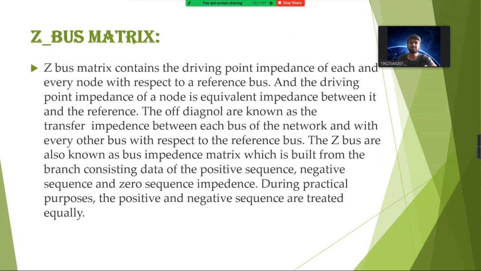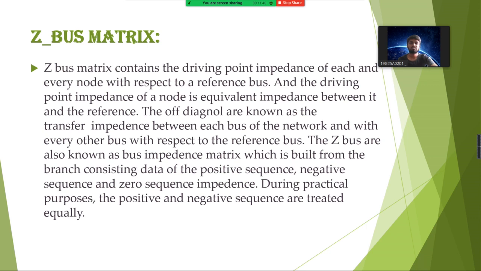The Z-bus matrix contains the driving point impedance of each and every node with respect to a reference bus, which means we are taking a reference bus as a single bus, and we are taking the driving point impedance of each and every node with respect to this reference bus. The driving point impedance of a node is the equivalent impedance between it and the reference.